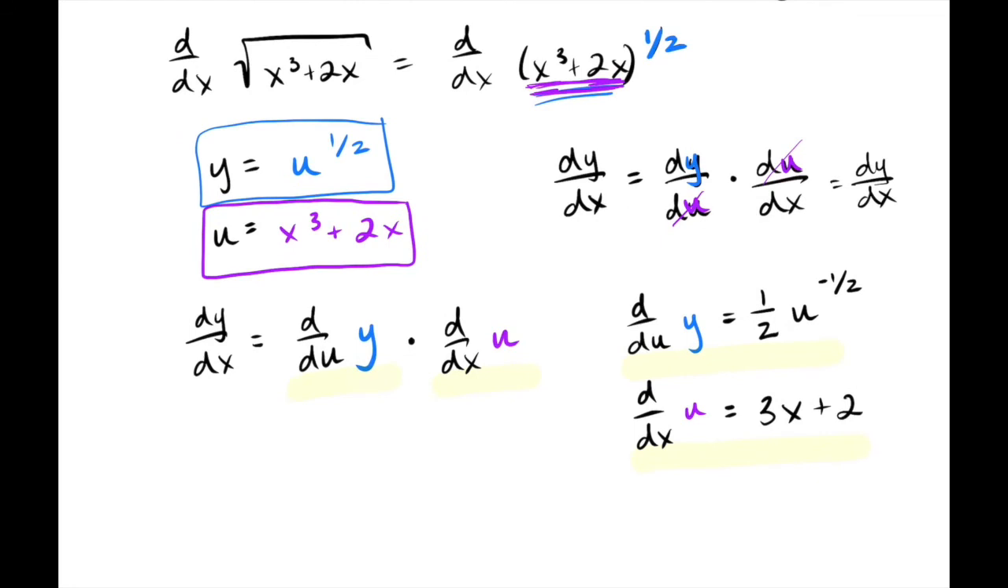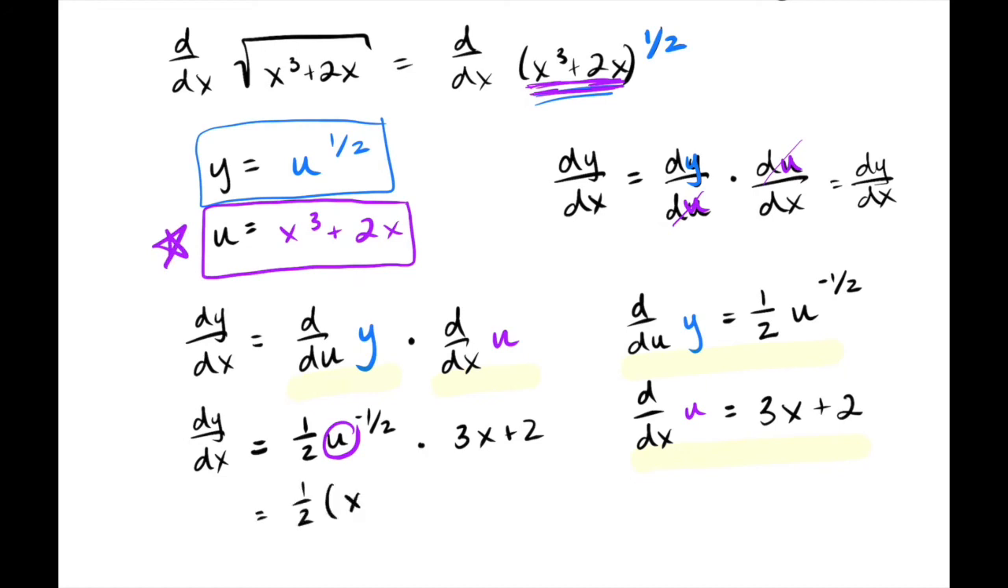When I do that, I find that dy dx is equal to 1/2 u to the minus 1/2 times (3x squared plus 2). And you might be thinking, I've still got this weird u in here. But remember, we found what u is equal to, so we can just plug that in again. So 1/2, and then my u is x cubed plus 2x, to the negative 1/2, times (3x squared plus 2).